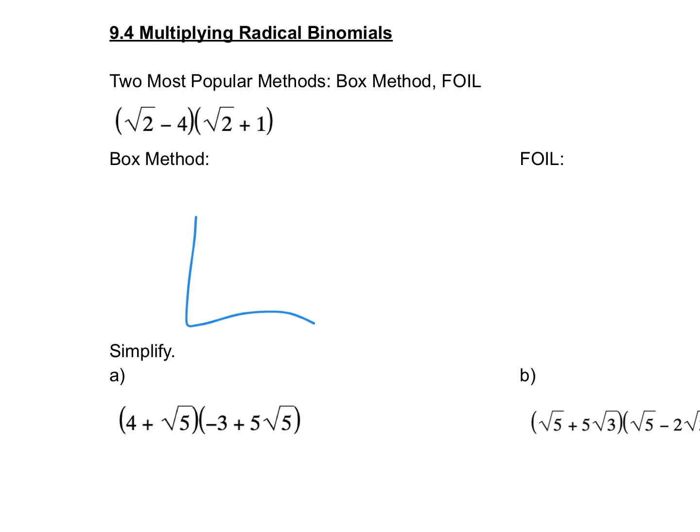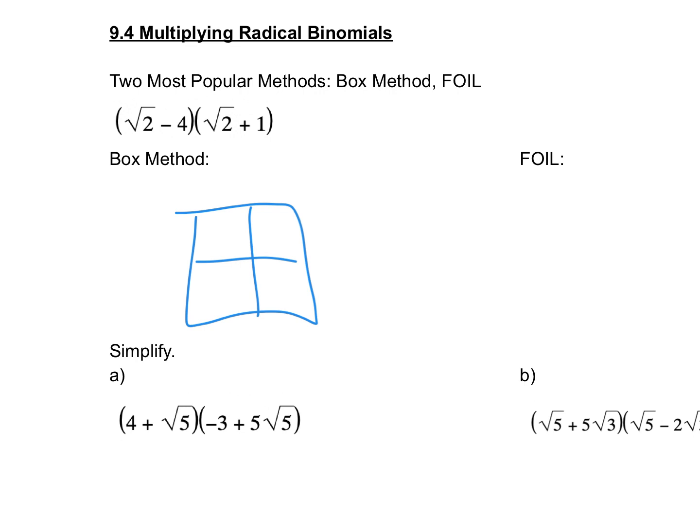So for the box method, I'm going to draw a square with 4 boxes in it. And then I'm going to take my two separate binomials. One of them I'm going to write vertically on the left, or the vertical axis. And then the other one I'm going to write on the horizontal axis. So one term at a time, I'll write the square root.